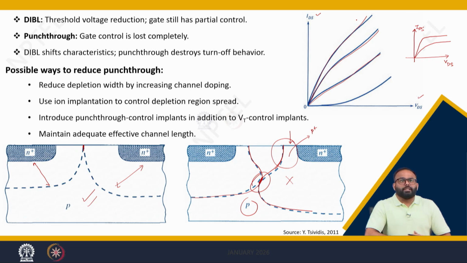Now, what are the possible ways to reduce the punch through? You can reduce the punch through by using some method to reduce the depletion region expansion.